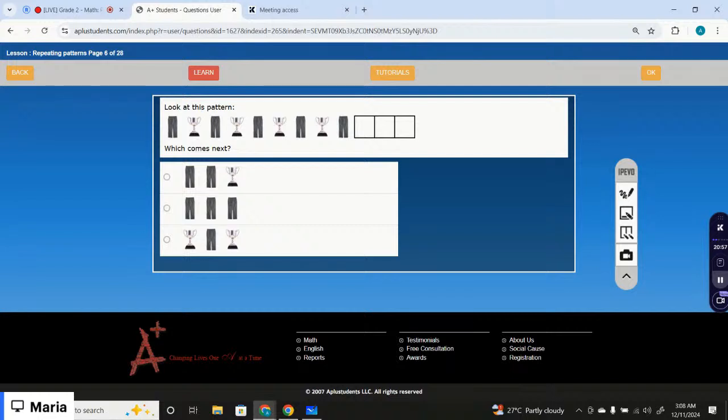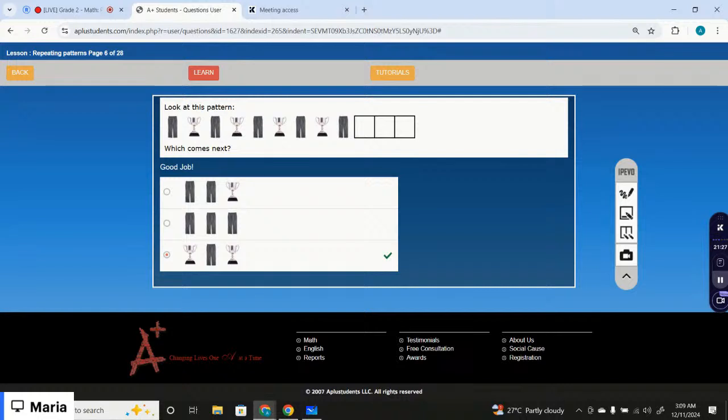Look at this pattern. Which is the correct option? Option number C is the correct option, right? There must be a gift, then this one, and then gift. So option number three is the correct option.